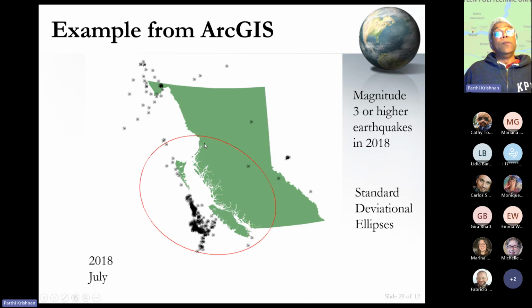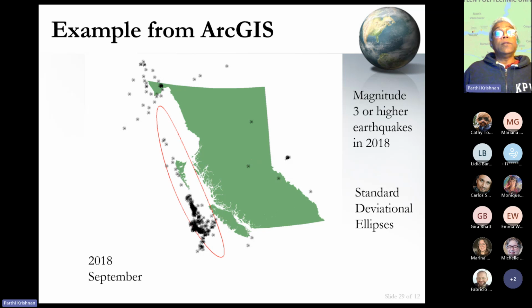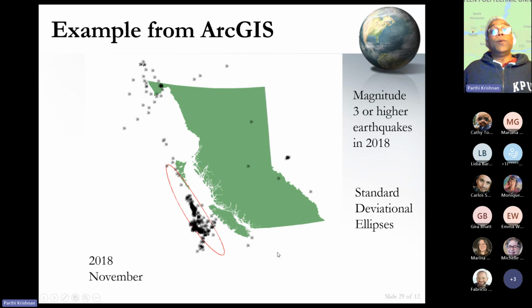In July, it looks more like an egg, and in August, it actually changes directions completely. So this is almost orthogonal, or 90 degrees, to the yearly standard deviational ellipse. In September, it flips back to the regular orientation. And in October, it becomes really, really tight. November, it spreads out a bit more. And in December, it becomes a more or less oval.